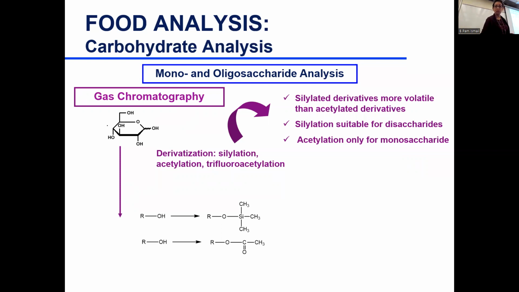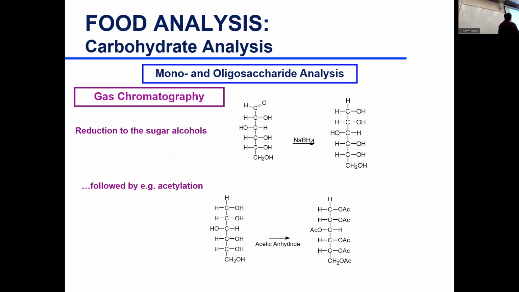The first reaction is basically removal or reduction of double bonds, making sugar alcohol. So reduction to sugar alcohol, and then followed by acetylation or silylation.